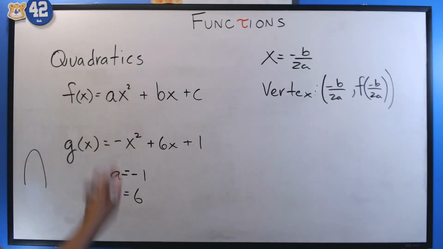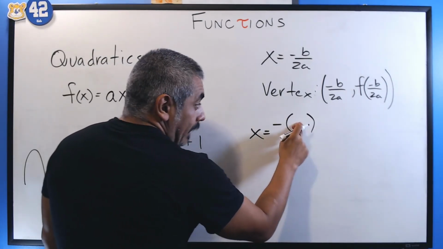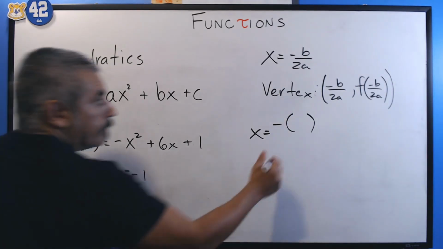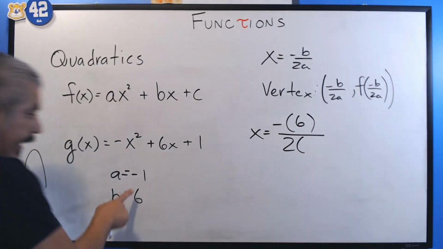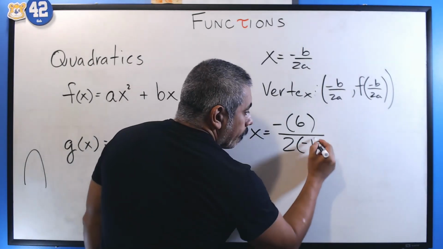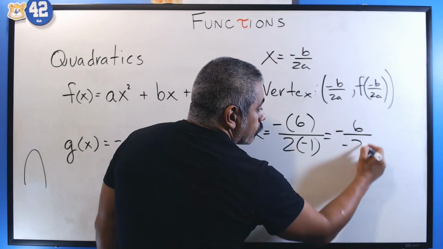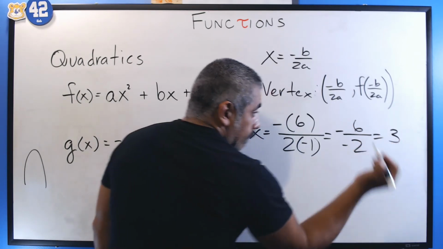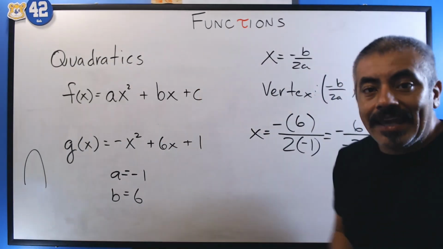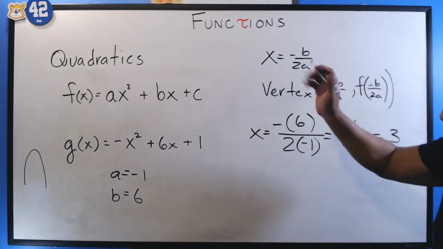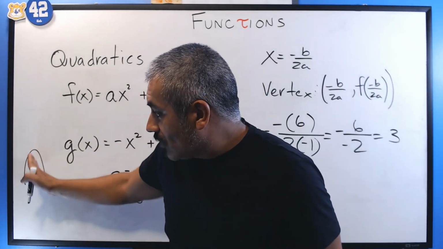So now we're going to go over here. We're going to say x equals negative b, and b is 6, over 2 times a. And a is negative 1. And we get negative 6 over negative 2, which gives us a positive 3. So that right there tells us that 3 is the x value of our vertex. Wherever our parabola ends up, it's going to end up with an x value of 3.